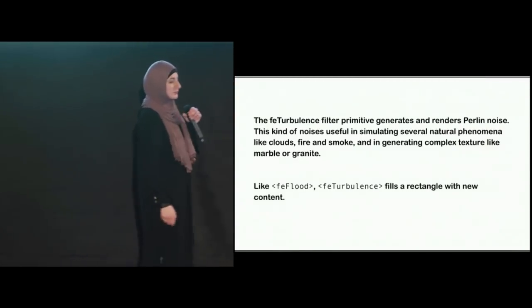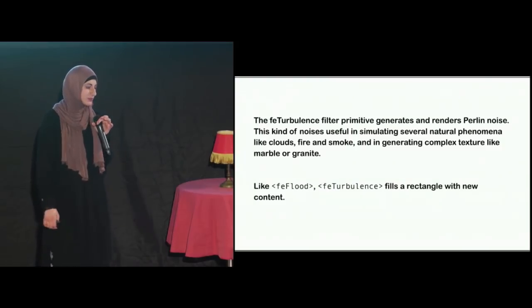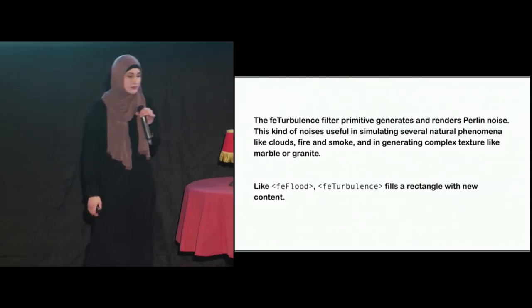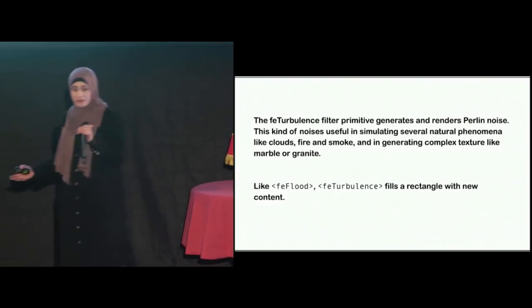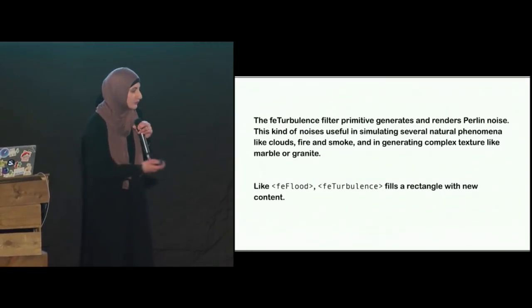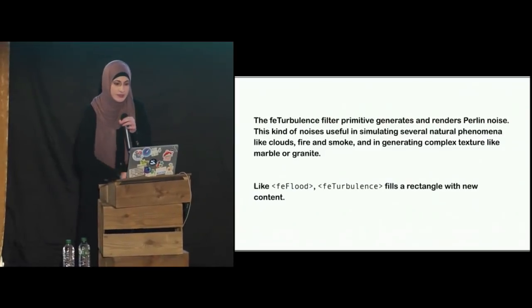The turbulence filter primitive generates and renders Perlin noise. This kind of noise is useful in simulating several natural phenomena like clouds, fire, smoke, and in generating complex textures like marble or granite. Just like feFlood, when you use feFlood, you flood the entire region with a color. If you use turbulence, you flood the entire region with a noise that we're going to see shortly.